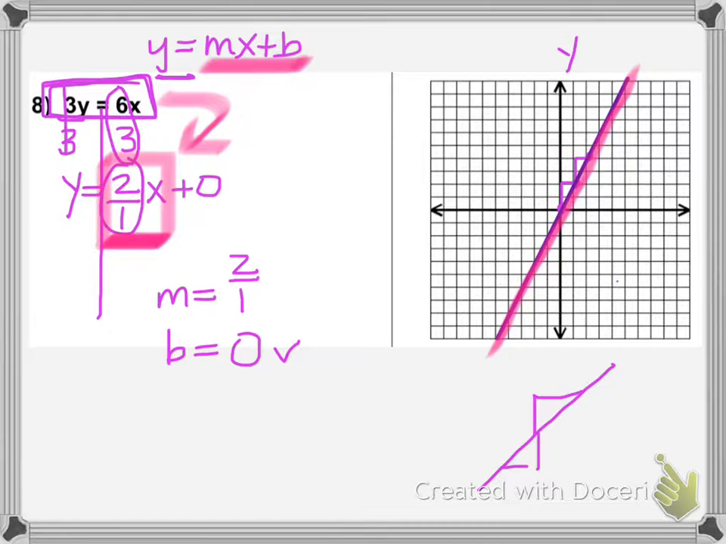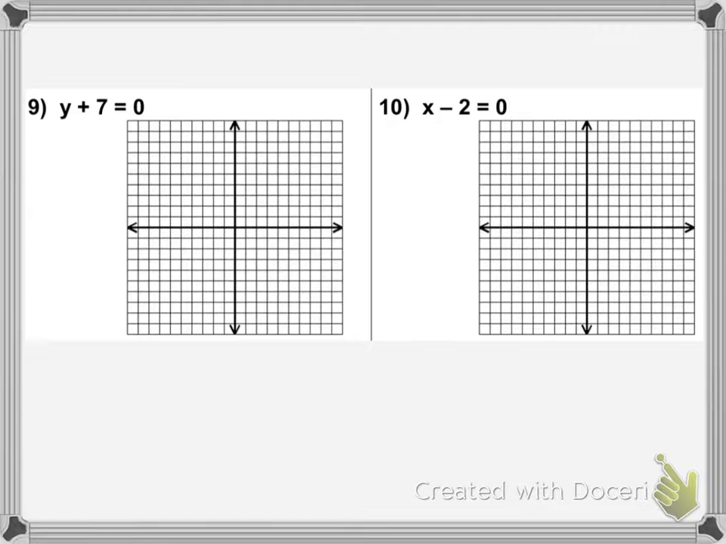All right, we got one more example that's not graphing. Oops, I lied. We actually have 2 more graphing examples, but these 2 are special cases, okay? So let's talk about these 2. Remember, you always want your equation to look like y equals mx plus b before you start graphing.